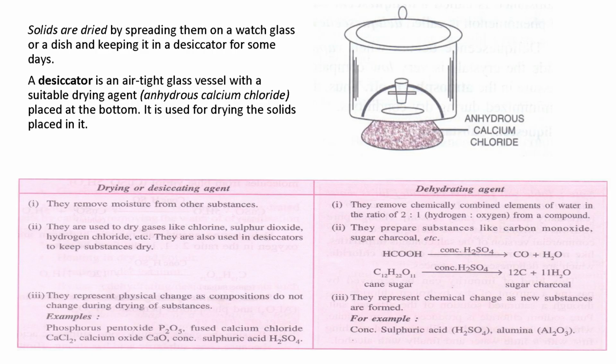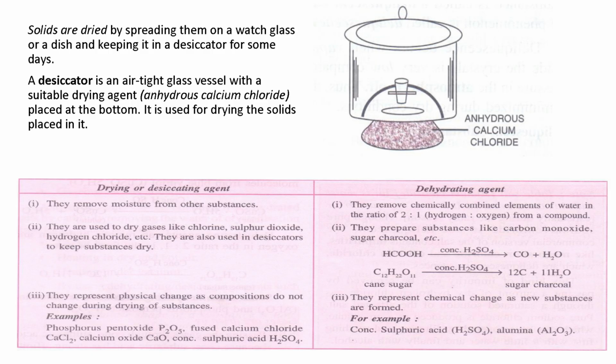So we take the solid on the watch glass and we keep the solid in the desiccator for some days, and in the bottom of the desiccator there is anhydrous calcium chloride, a drying agent which is used for drying the solid. So after some days the solid will be dry. So a desiccator is used to dry solids.